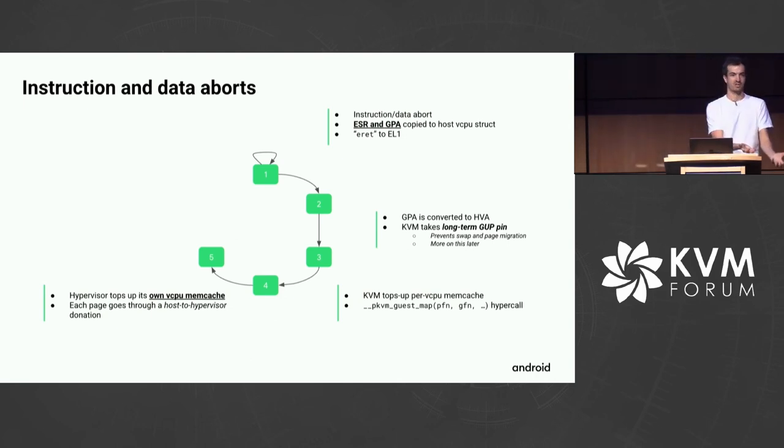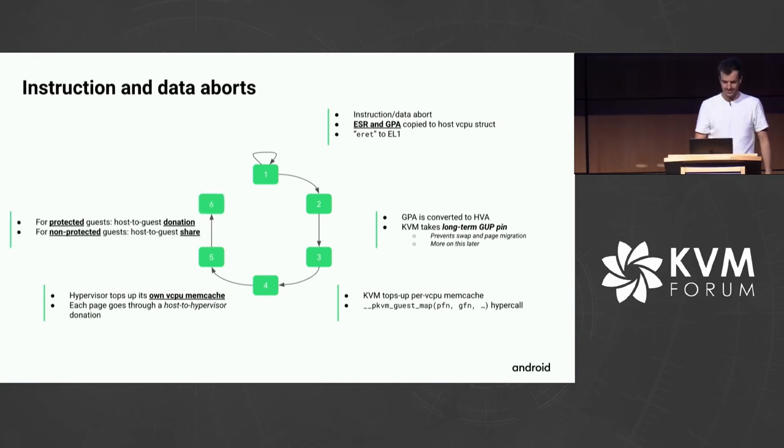Once the hypervisor has enough memory in its memcache to create the guest mappings, it will go and modify the guest stage 2 page table. For protected guests, all of the pages will be donated completely to the guest, so we will also unmap them from the host. For non-protected guests, so traditional KVM guests, we will just do a share and retain the mapping in the host stage 2 as well. Once that is done, we can then return to the host, which can proceed to run the vCPU run hypercall, and rinse and repeat.